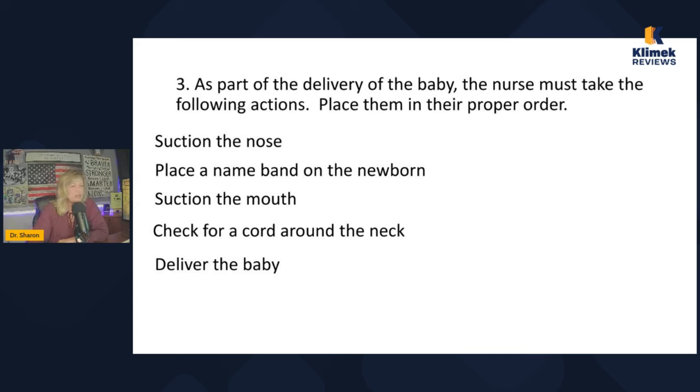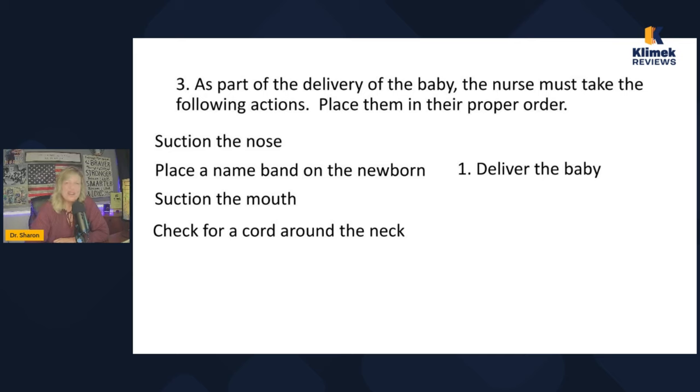As part of the delivery of the baby, the nurse must take the following actions. Place them in the proper order. Suction the nose. Place a name band on the newborn. Suction the mouth. Check for a cord around the neck and deliver the baby. So I guess this is saying, are you going to check for a cord around the neck before you deliver the baby? I hope not. I hope we're going to deliver the baby first.